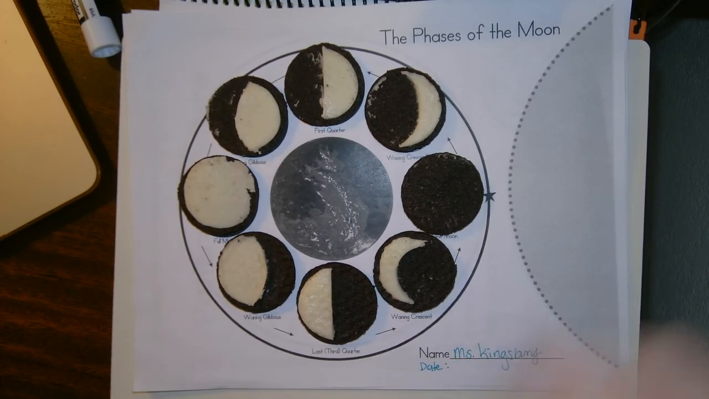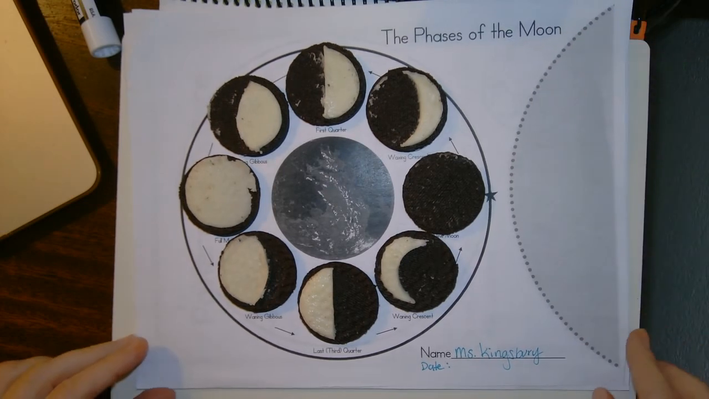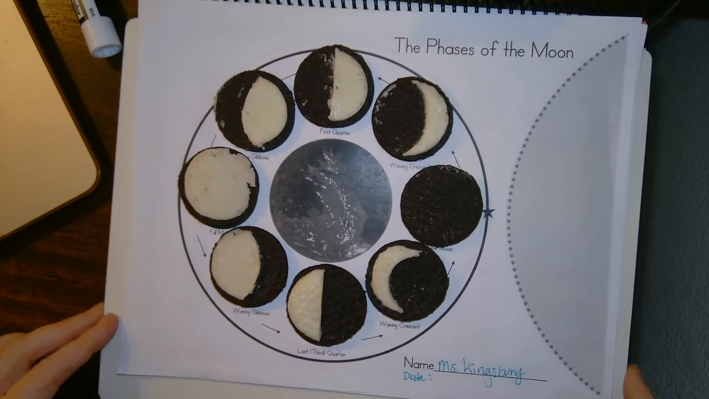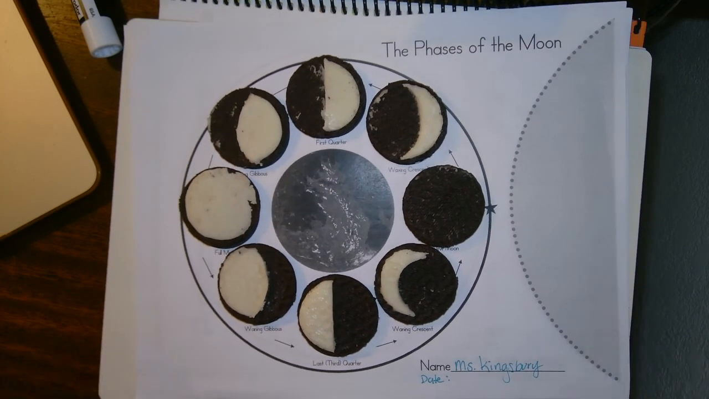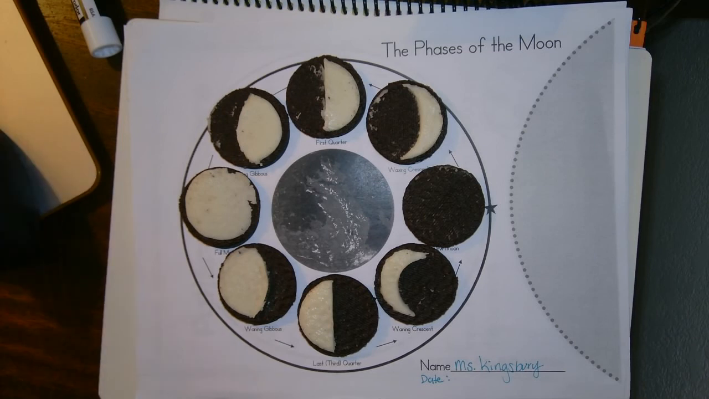And if you have markers or something, you can color this in yellow if you'd like. And you can take a picture of this if you want, or you can show your family. And then hopefully you can have an Oreo party or a moon party and go ahead and enjoy your phases of the moons.